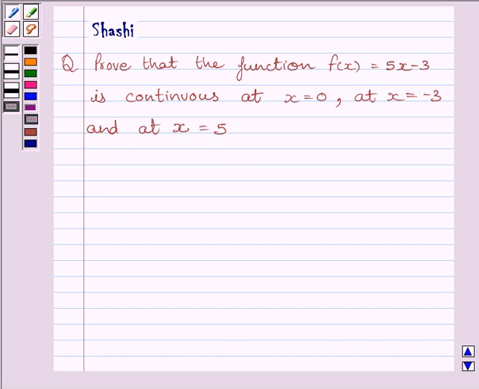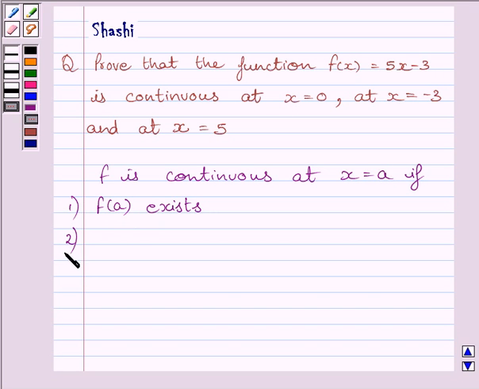First of all, let us understand what is a continuous function. If we can draw the graph of the function without lifting the pen from the plane of the paper, then the function is said to be continuous. Or we can say, function f is continuous at x equal to a if function f is defined at x equal to a, or we can say, f(a) exists, and limit of the function is equal to value of the function at x equal to a.